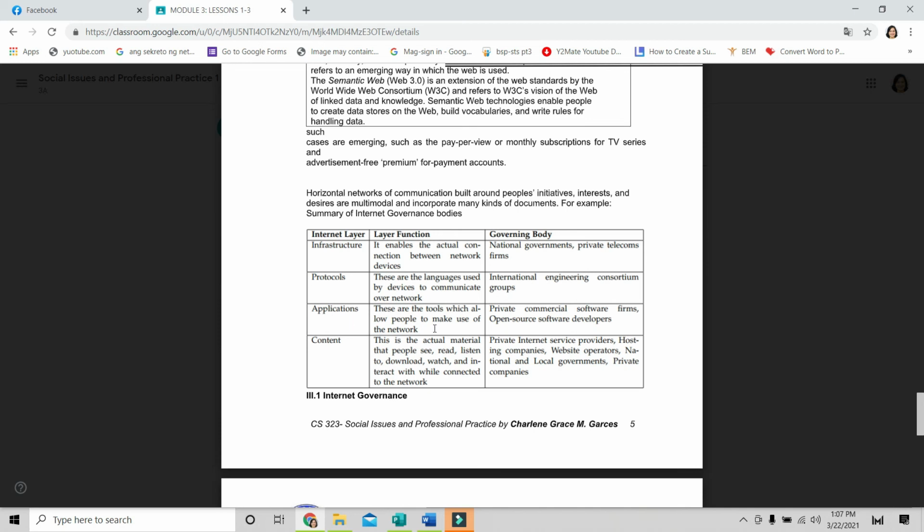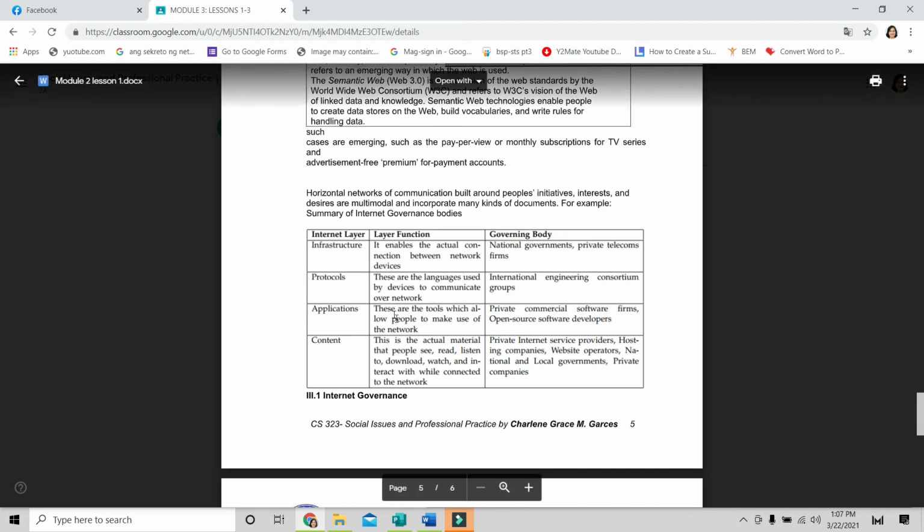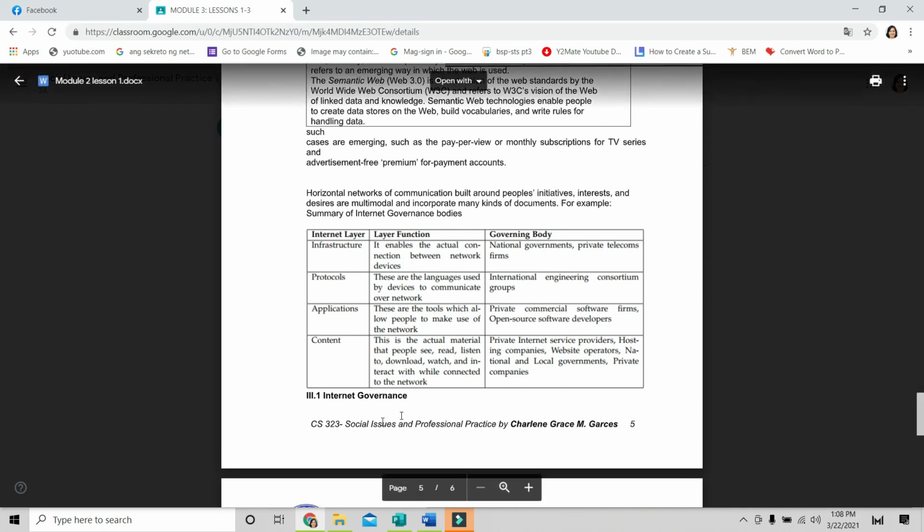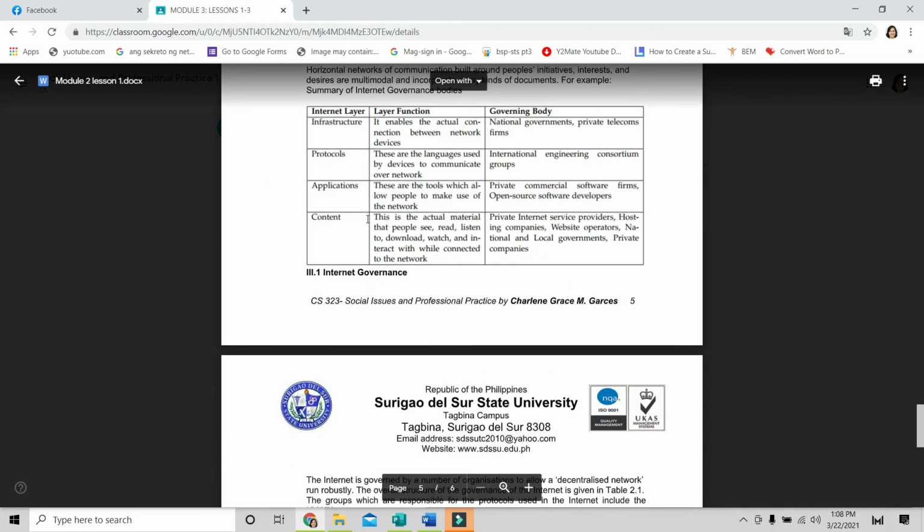So with applications, if we are going to download a certain application, these are the drivers. These are software to make that connection or to make that application work. And then the last one is the content. This is the actual material that people see, read, listen to, download, watch, and interact with when connected to the network. So that is the content of that layering of the internet. The concerned bodies are the private internet service providers, so PLDT, Smart, and so many other people responsible for that content.